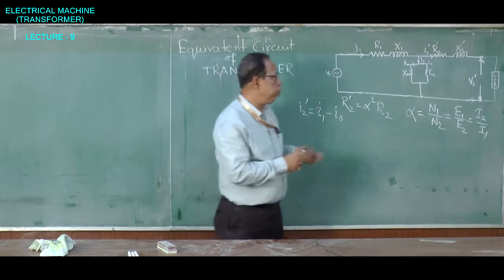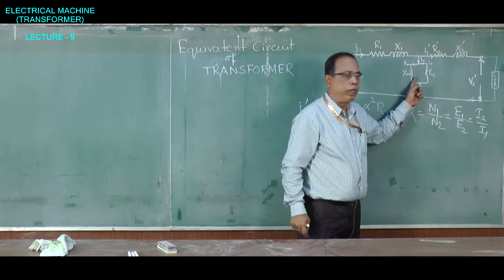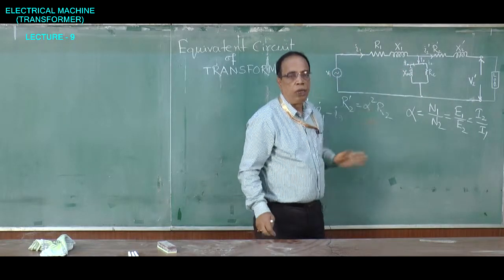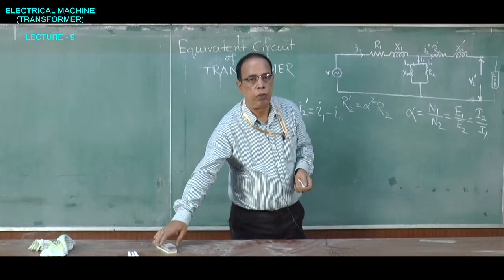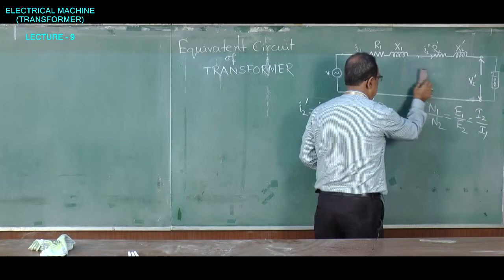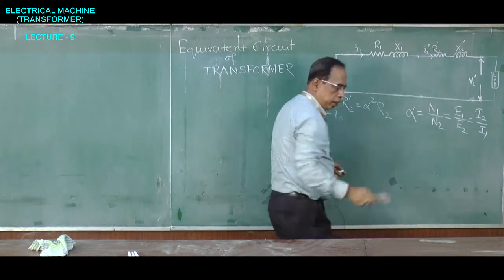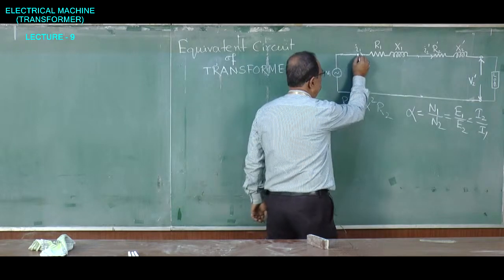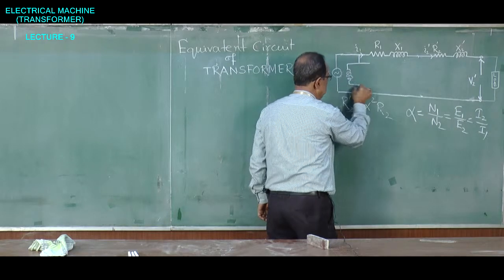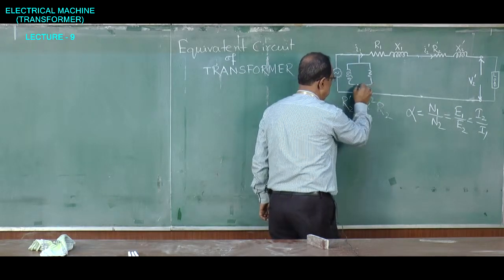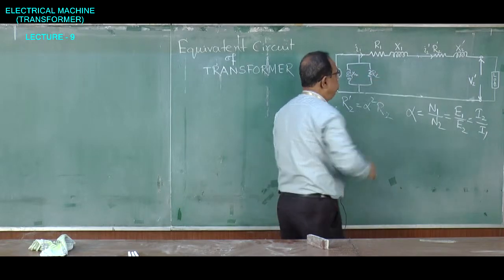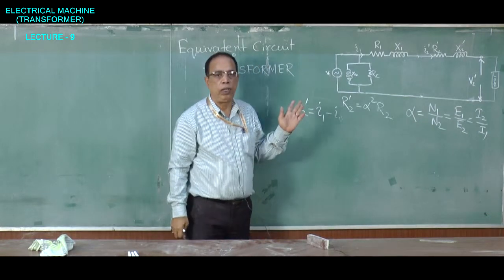So, we can shift this shunt branch, that means the magnetizing branch, from the center to one side, without compromising the accuracy of the equivalent circuit. We can just shift this magnetization branch or shunt branch to one side. This is Xm, this is Rc. If you do that, now you see how simple the circuit is.